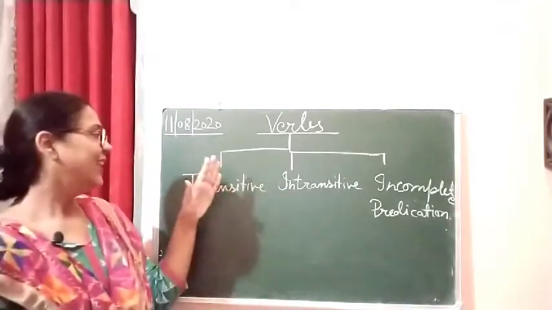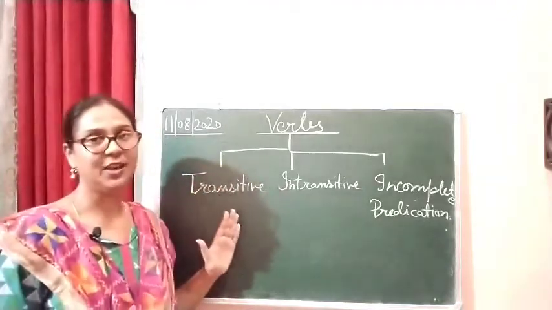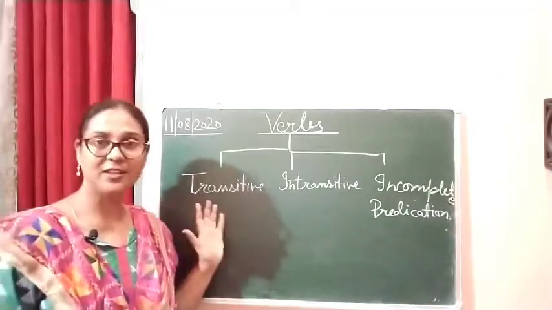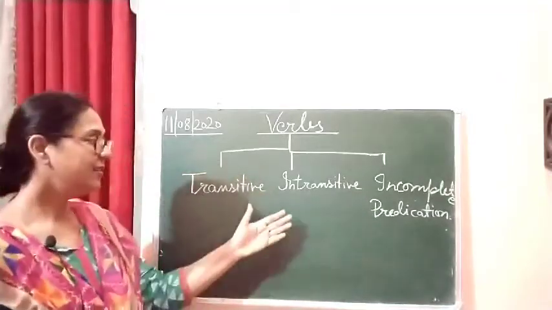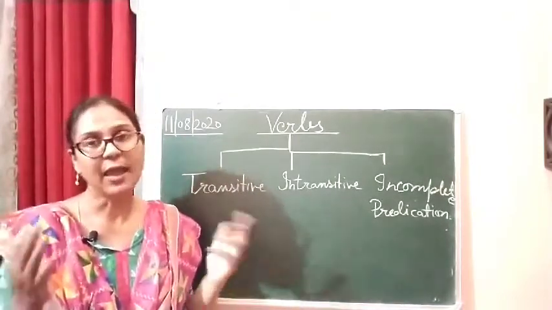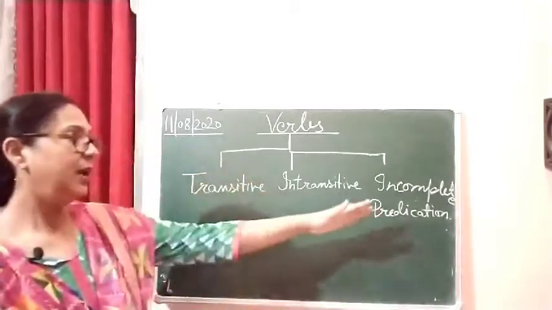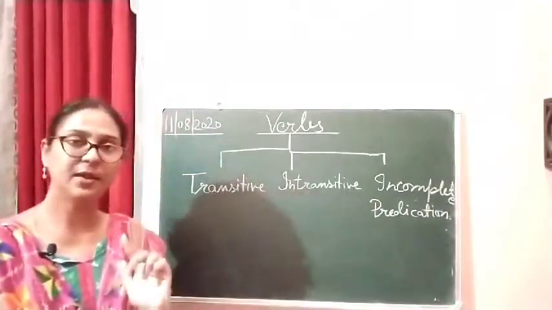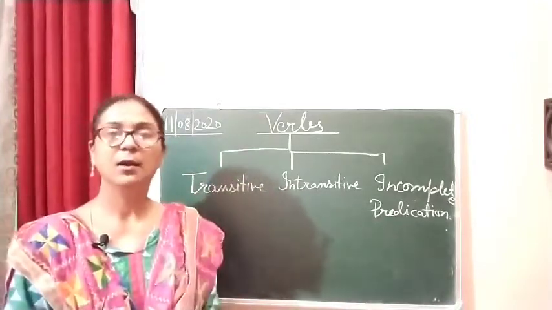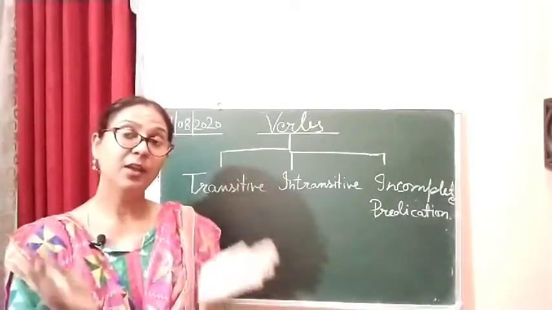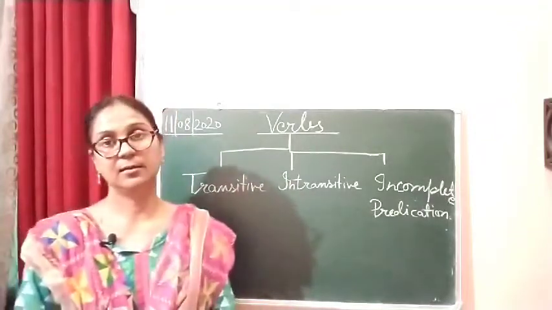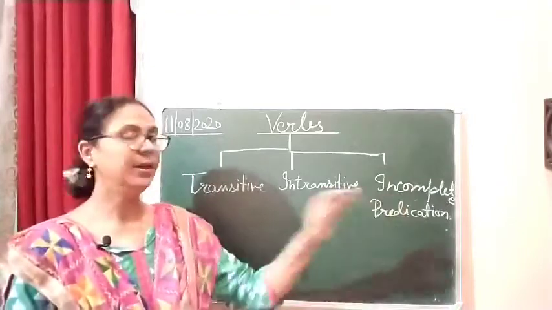So, verb with an object in those sentences, that will become transitive verb. And intransitive verb, a verb without an object. Incomplete predication: in both transitive and intransitive verbs, having or needing some words to complete or give the sense of the sentence. That type of sentence or words are called incomplete predication.